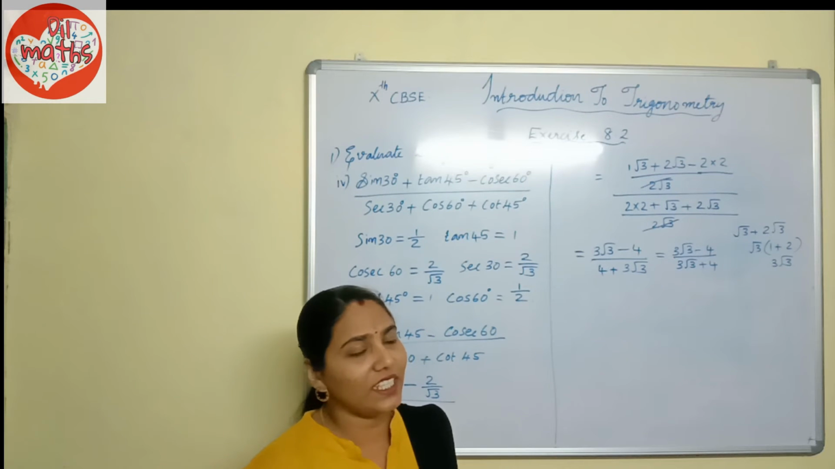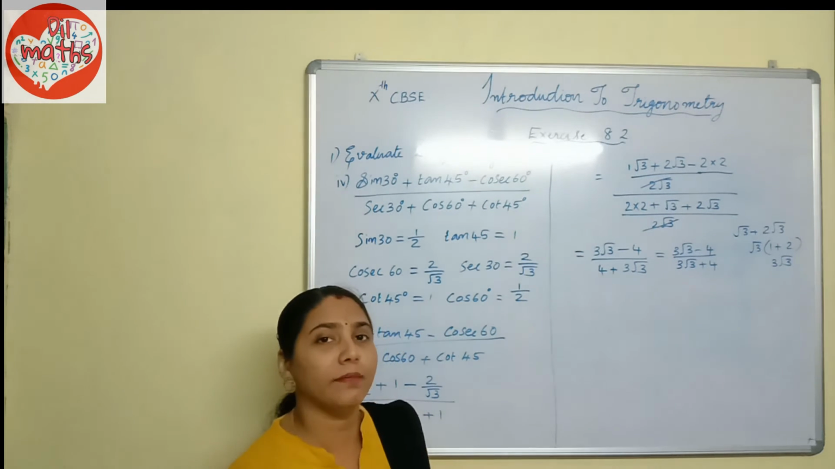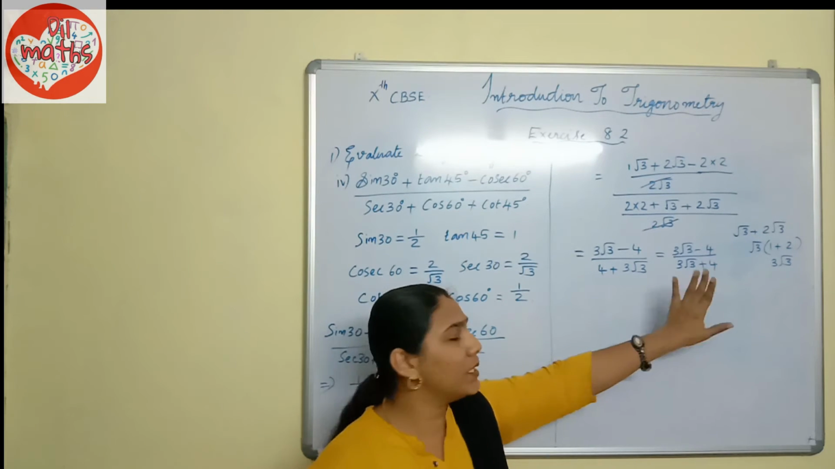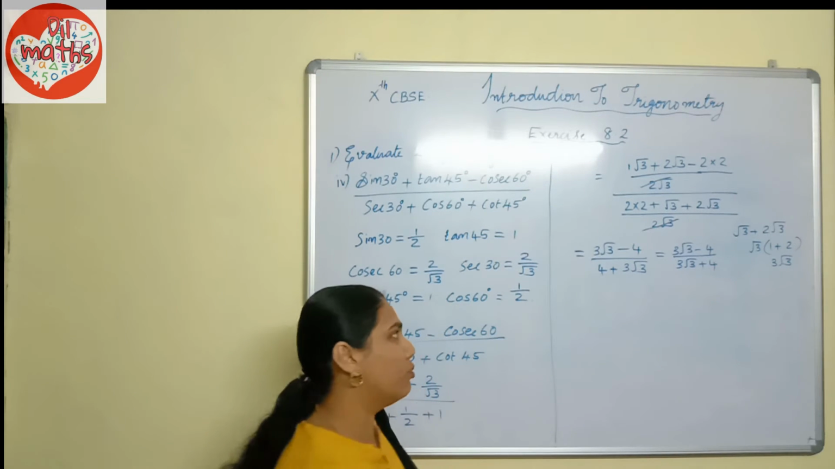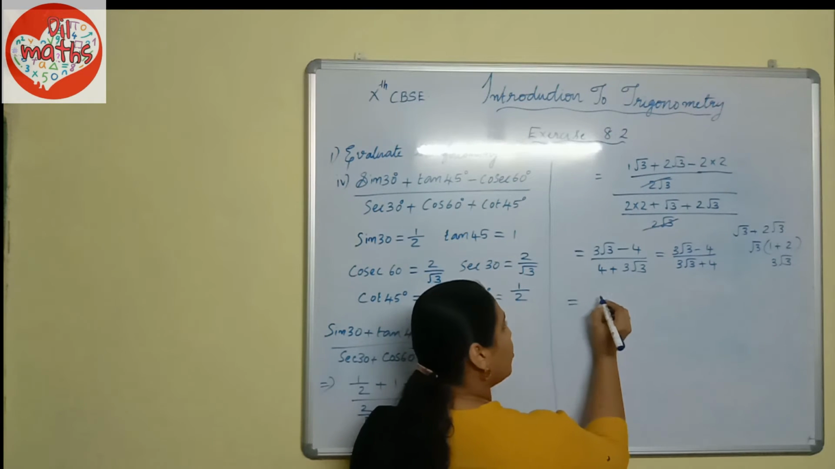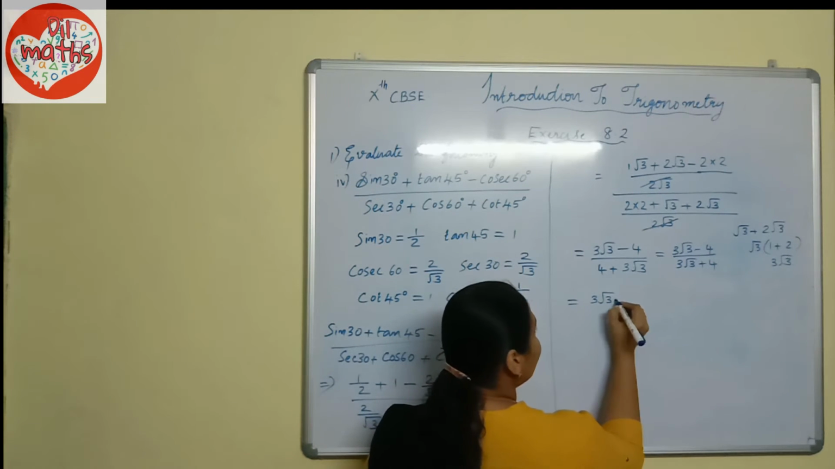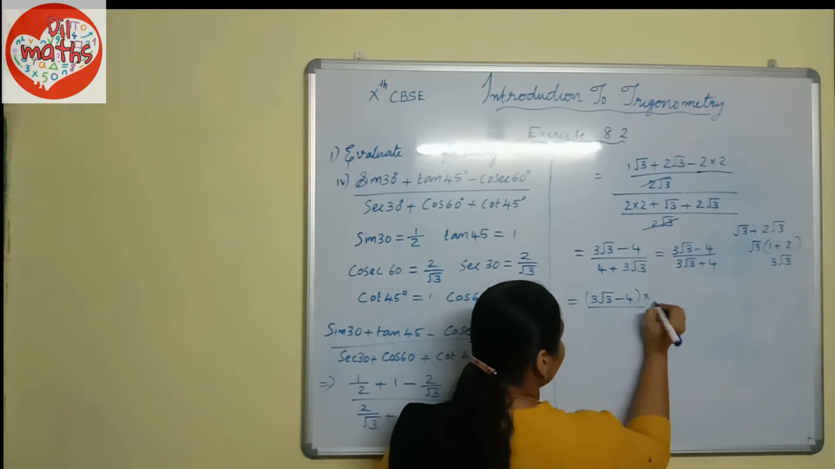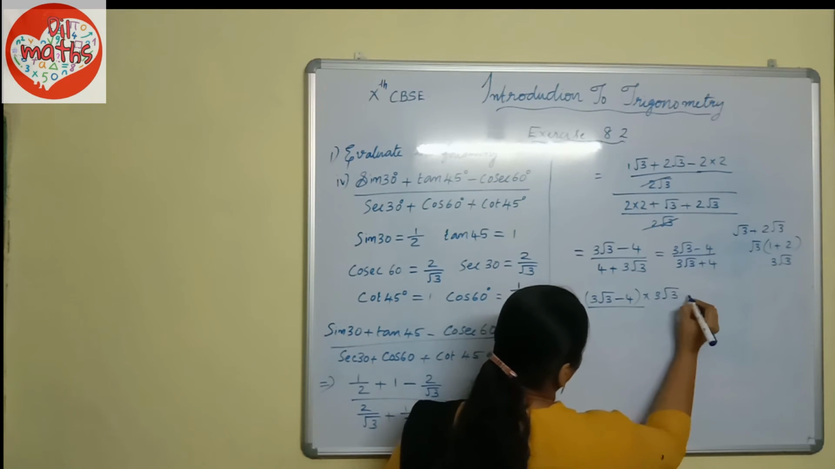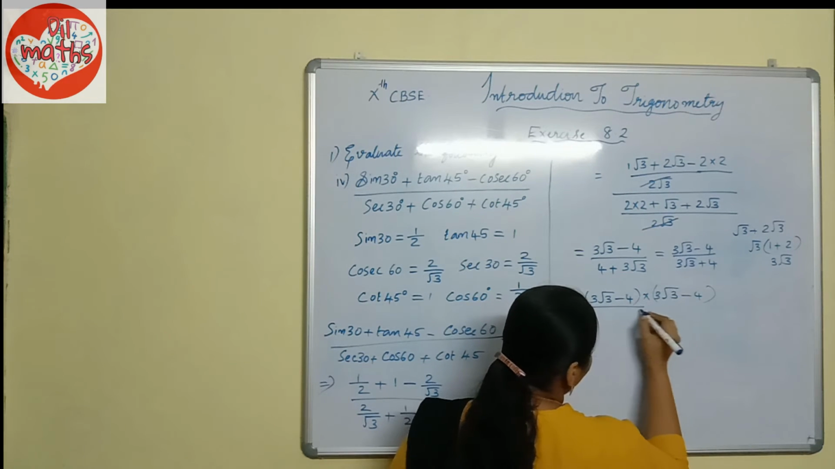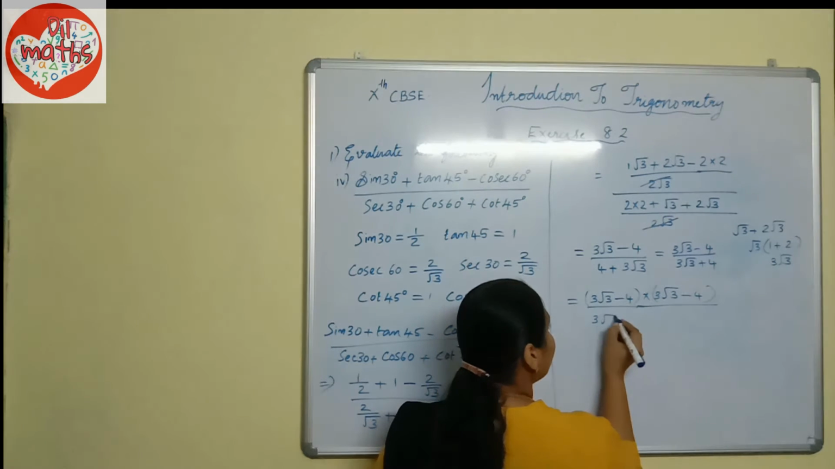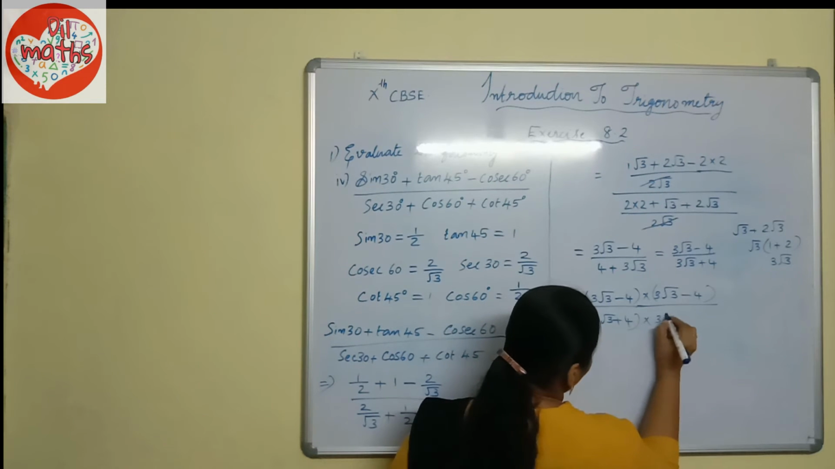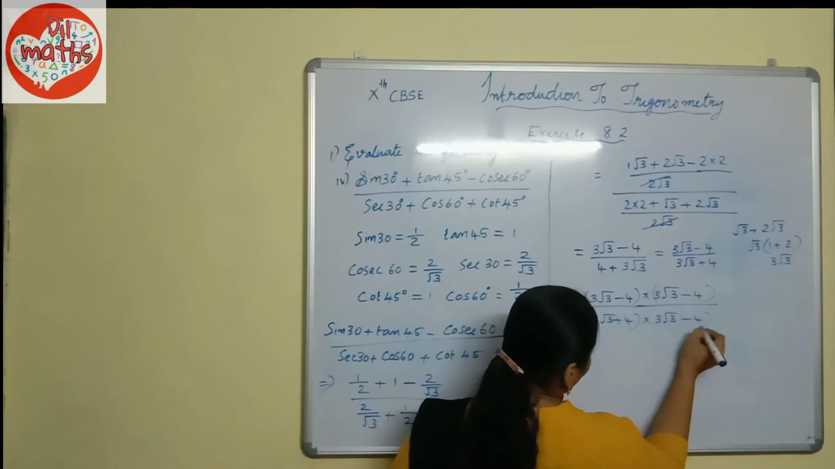We can rationalize the denominator by multiplying with its conjugate. What is the conjugate of 3 root 3 plus 4? 3 root 3 minus 4, isn't it? So we can multiply both numerator and denominator by 3 root 3 minus 4. This into 3 root 3 minus 4 divided by 3 root 3 plus 4 into 3 root 3 minus 4.